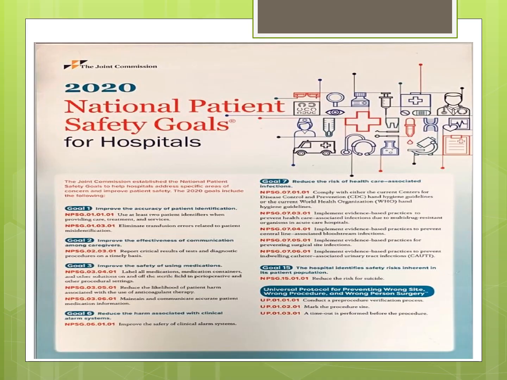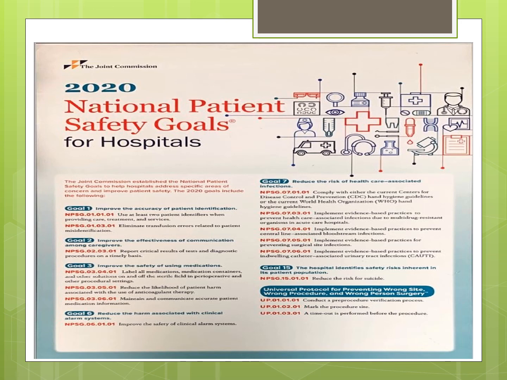So the Joint Commission is an accredited body that accredits hospitals. They ensure that hospitals are meeting safety standards, and they have implemented the National Patient Safety Goals for hospitals. We have to make sure that we are doing things to meet the goals.